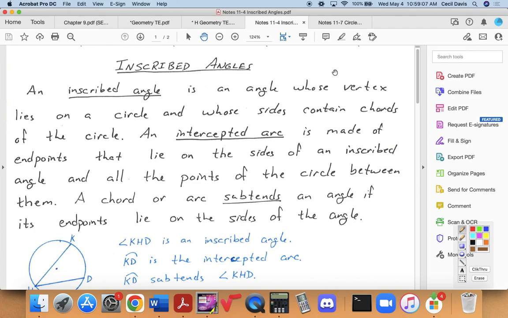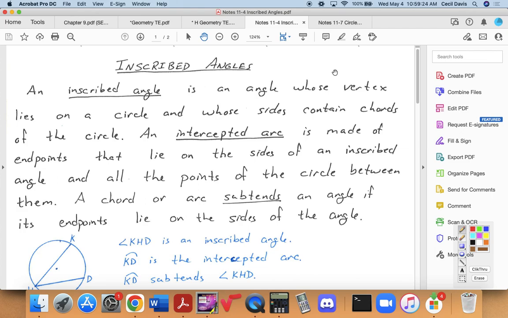All right, today we start our last unit. This one is also on circles. We'll do some other angles other than central angles, and then we'll do a little bit about the equations of a circle. And that'll finish up our year for us.